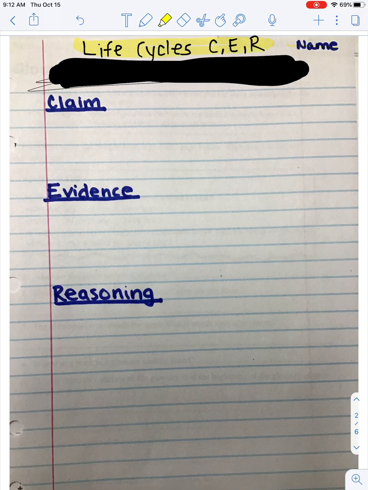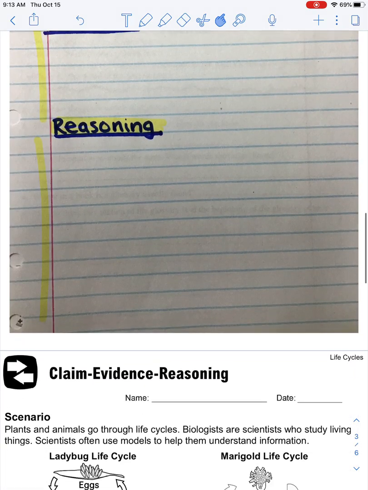Then, on that first line, you will write claim and underline it. You'll need to skip a few lines and then write evidence and underline it. Skip a few more lines, and then finally you will write reasoning, and you will skip some more lines after that. Remember our snowman. Go ahead and pause the video and make your paper look like mine. All right, your paper should look just like this. If it doesn't, pause it and fix it.